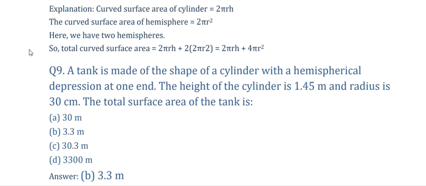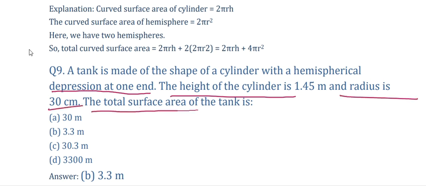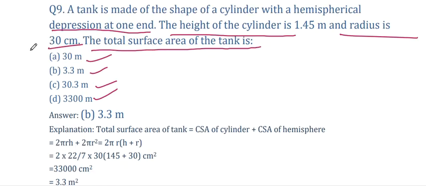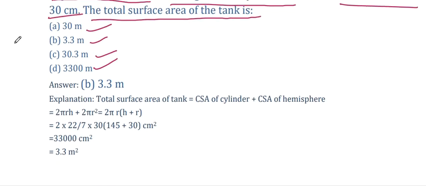A tank is made in the shape of a cylinder with a hemispherical depression at one end. The height of the cylinder is 1.45 meter and radius is 30 centimeter. The total surface area of the tank is what? 30 meter, 3.3 meter, 30.3 meter, 3300 meter. What is the surface area? 3.3 meter square. Here 3.3 meter square. You can put 3 meter square. Okay, if there is a misprint.